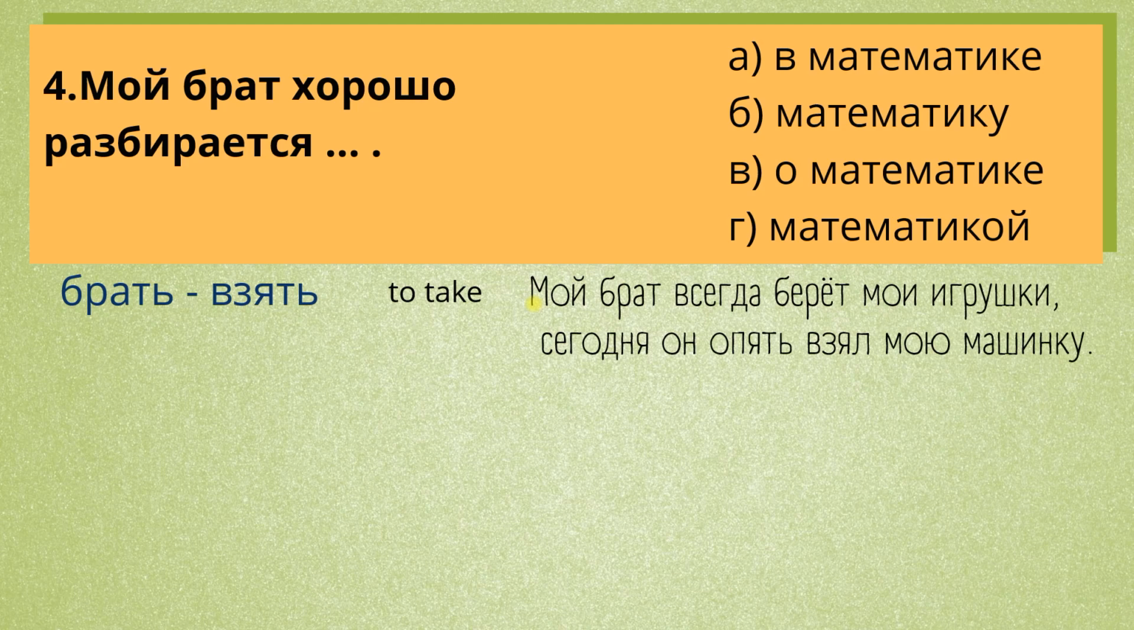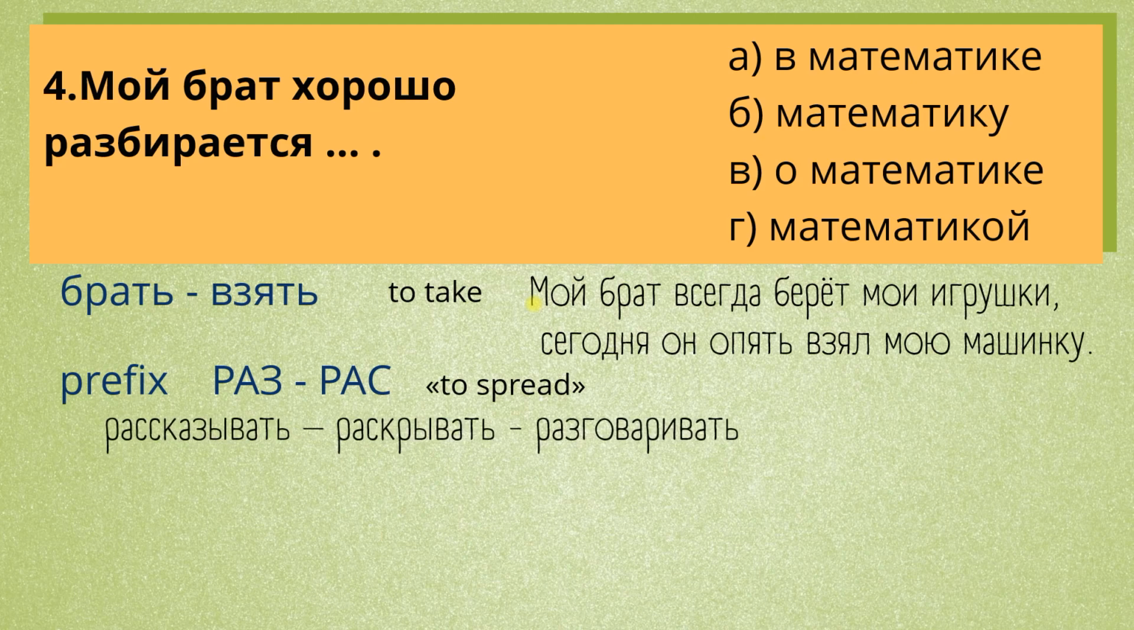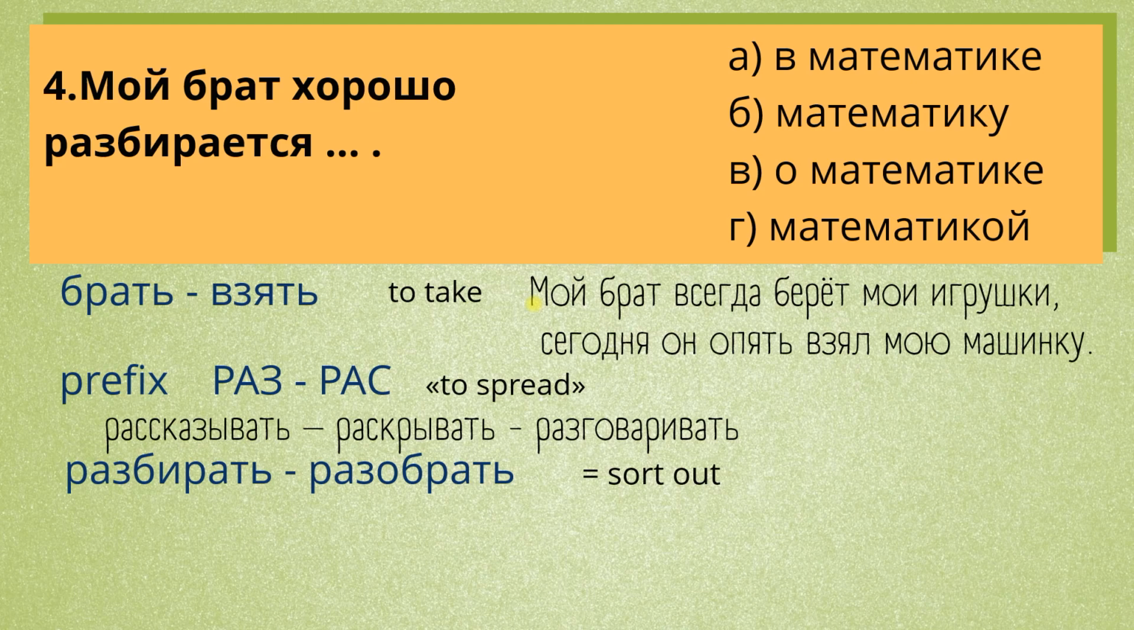But with our разбирается we also have prefix раз or раз. It means to spread. You already saw this prefix with several words. Рассказывать, you spread your story. Раскрывать, to open wide the door or the window. Разговаривать, again, you talk and spread your words. And if we put them together, it would be разбирать or разобрать. When you put something and put it apart.